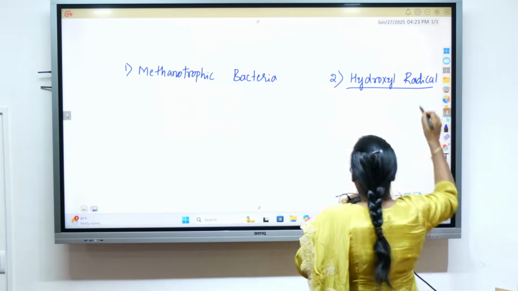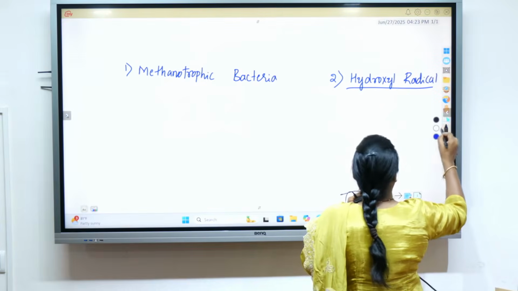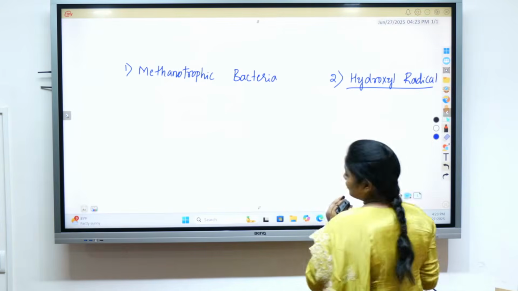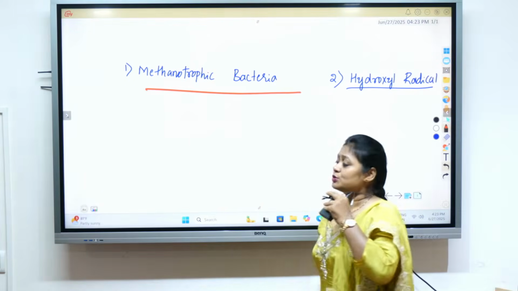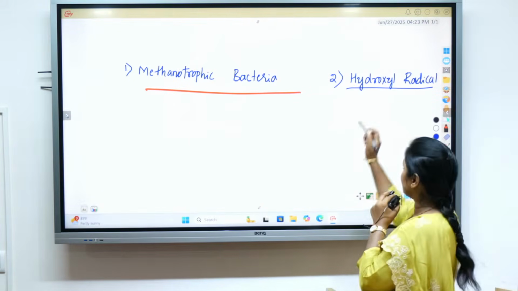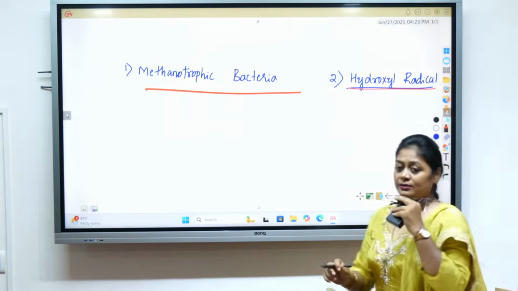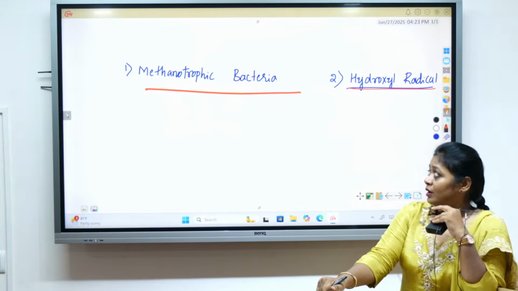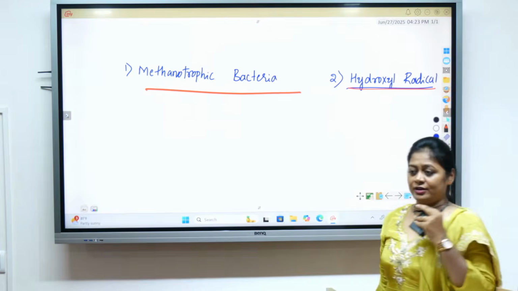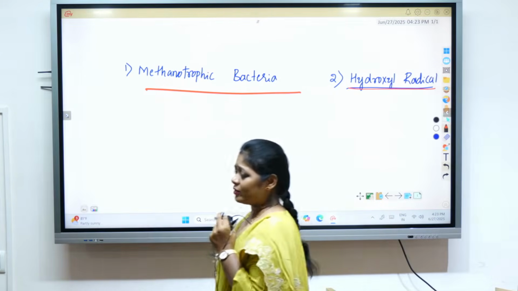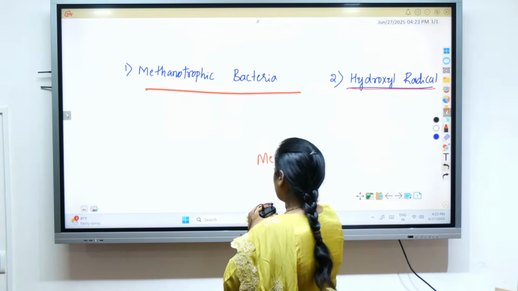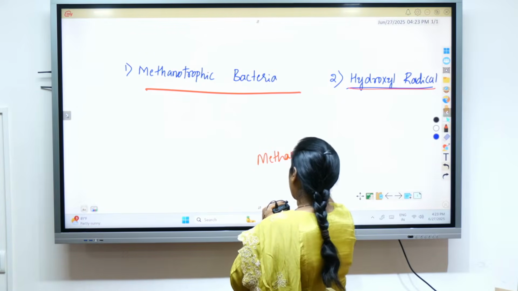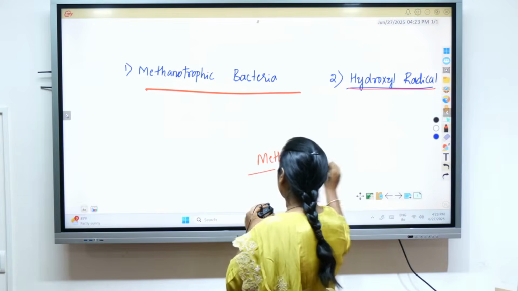Two types of methane sinks are found in nature. One is methanotrophic bacteria and the second one is hydroxyl radical. Okay, methanotrophic bacteria. Have you ever heard about methanogens? Methanogen bacteria.